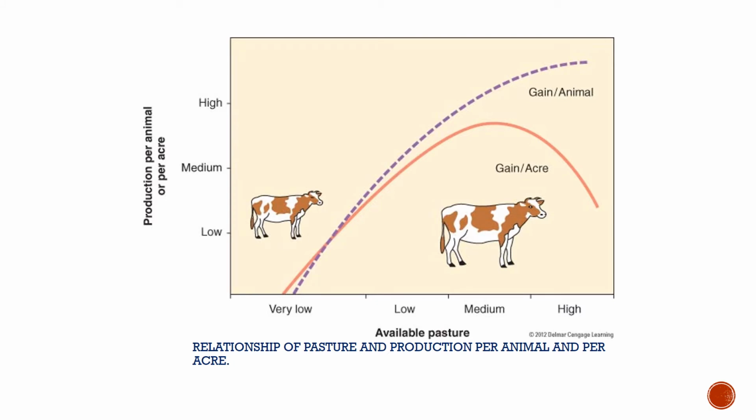This is a graph that'll show you the production per acre and per animal. We're looking at stocking rates here, so the number of animals compared to the acres that we have on them. We're looking at the production per animal or per acre, and then the available pasture on the bottom. If we have a very low available pasture to a very high available pasture, you can see in this graph that cattle or any type of livestock have to have the correct grass or correct legumes with the correct acres to maintain good performance.